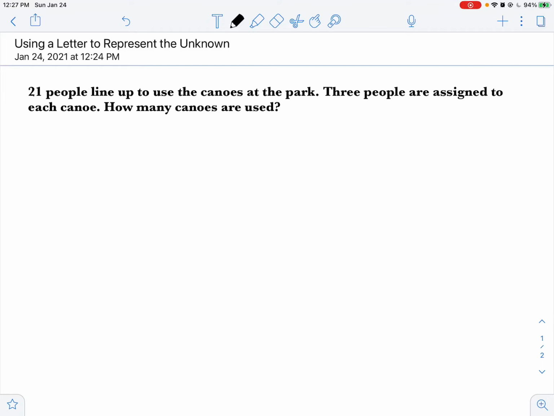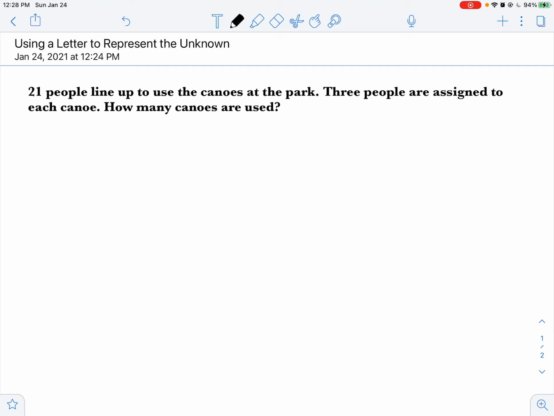Hello, everybody. Today we're going to learn something that's pretty fun. It's always an exciting lesson that I get to do, which is using a letter to represent the unknown when solving problems. And you might be asking yourself, well, what do you mean using a letter? We're in math. We use numbers in math, right? Well, guess what? In math, we can use a letter to represent an unknown number that we have to solve for. It's kind of fun. So let's take a look.